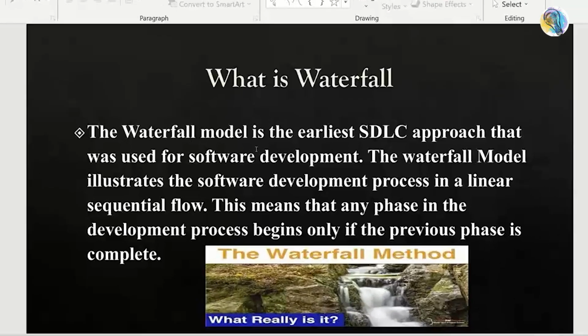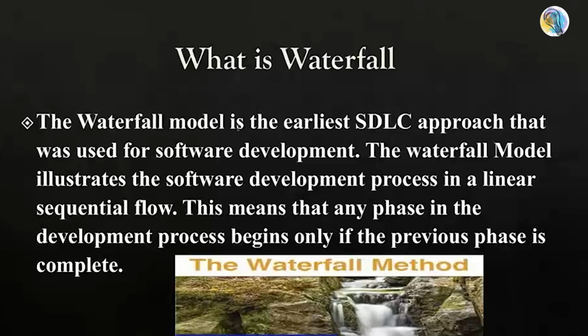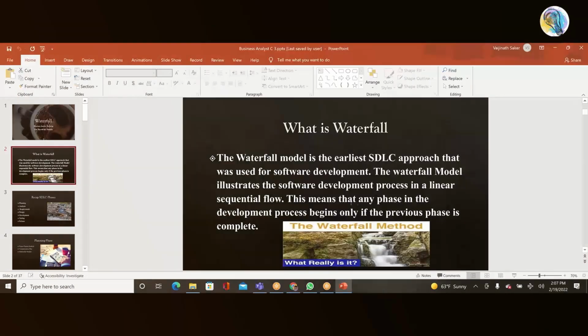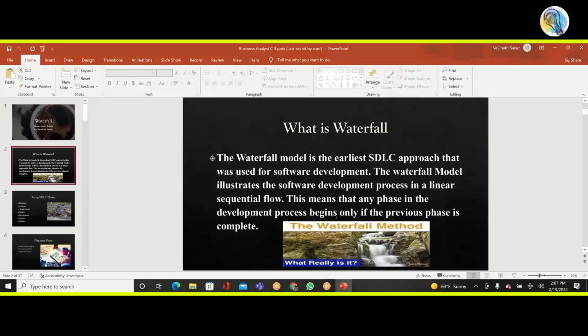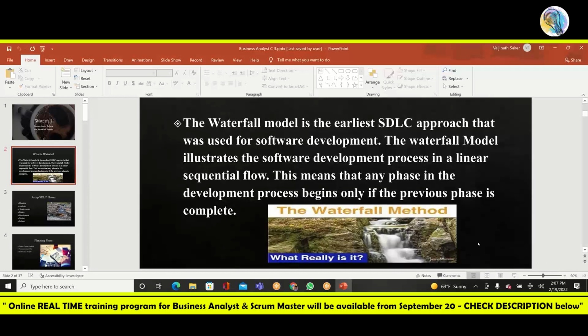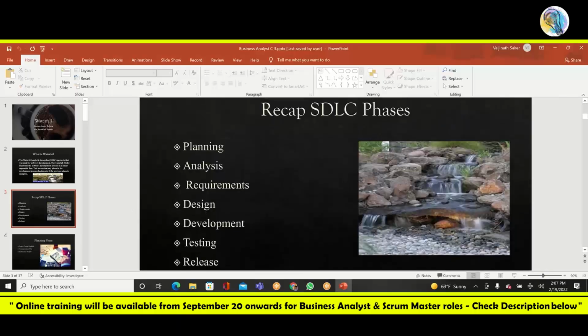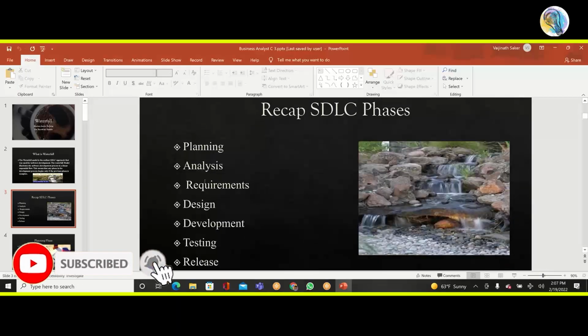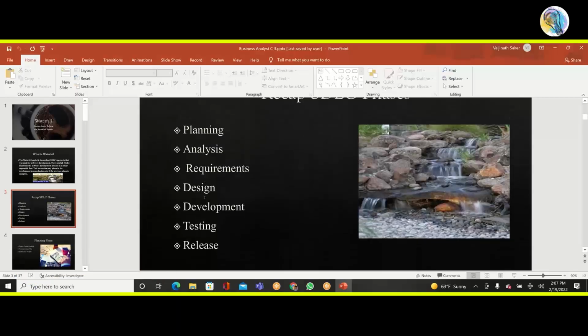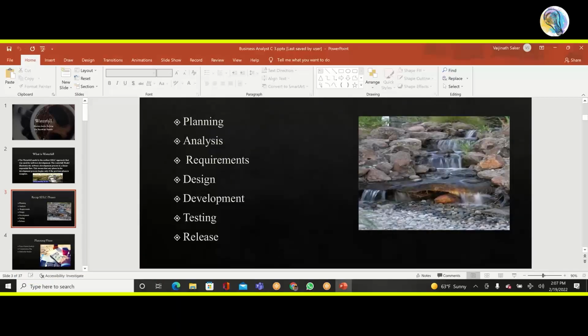So the waterfall model is the earliest software development life cycle approach that was used for software development. The waterfall model illustrates the software development process in a linear sequential flow. This means that any phase in the development process begins only if the previous phase is completed. So just like a waterfall, unless and until the water flows through one step, it's not going to go to the next step. Meaning, unless and until the planning is completed, we cannot go to analysis. And unless the analysis is completed, we cannot start requirements gathering. And unless and until the requirements gathering is done completely, we cannot start design. And the same applies to other phases as well.